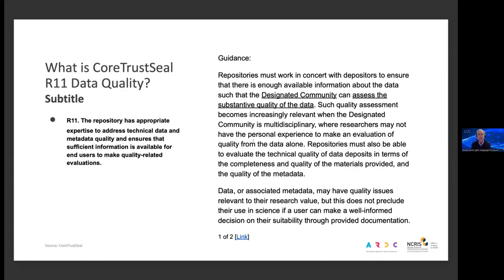So basically what they're saying is that when someone deposits their data, they must provide sufficient description so that a user can understand what they're looking at, that there's enough information in the description for a user to be able to assess the quality of the data. It's not telling you whether it's good science or not, but it's up to the repository to make sure that the users can assess the quality of the data. On to the second half of it.